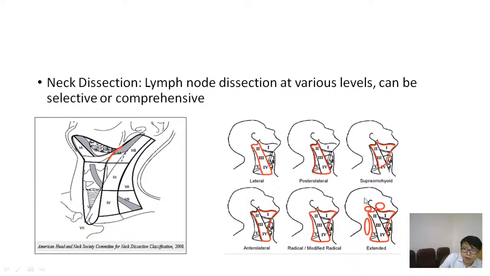What we call supraomohyoid is clearance of levels 1, 2 and 3. Posterolateral is 2, 3, 4 and 5. Lateral is only 2, 3, 4, which we also call anterior jugular clearance. Radical and modified radical is clearing levels 1, 2, 3, 4 and 5, and central compartment clearance is level 6, which we do in thyroid surgery.